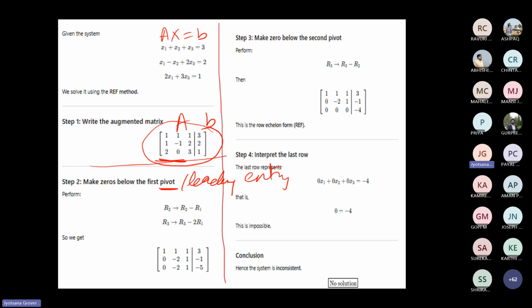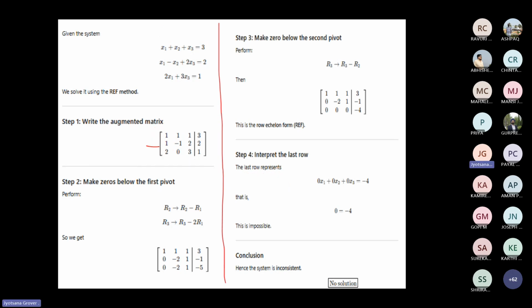So what is your leading entry? This. So convert all the entries below the leading entry to 0. First task is make this 0. How will you make it? R2 will be R2 minus R1. So 1 minus 1 is 0, minus 1 is minus 2, 2 minus 1 is 1, 2 minus 3 is minus 1.